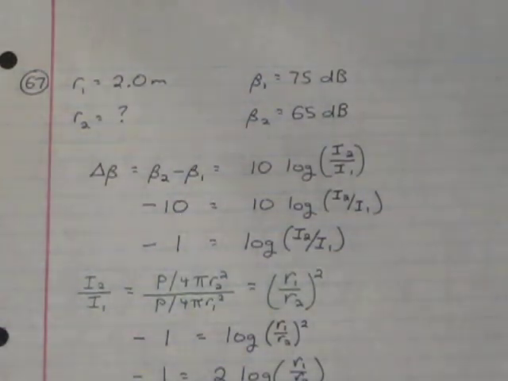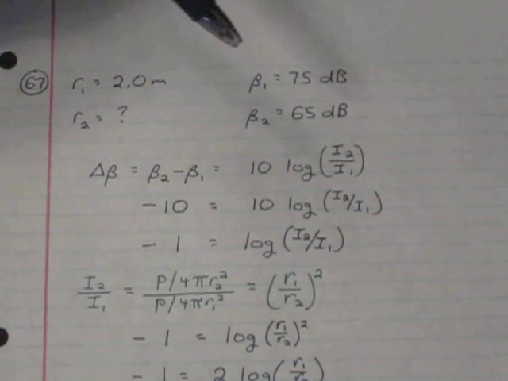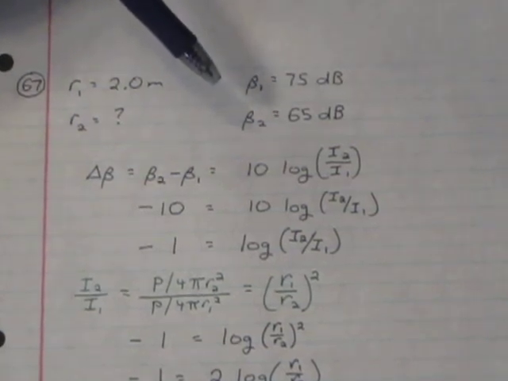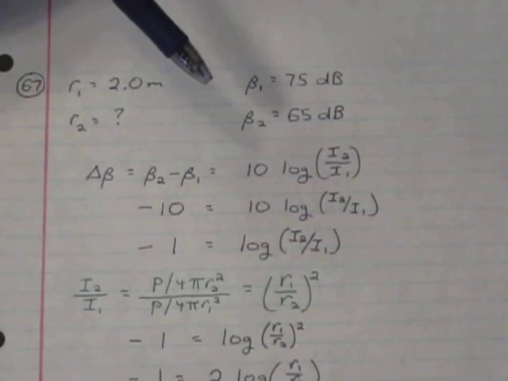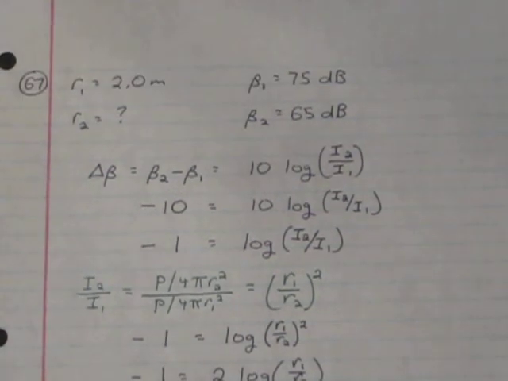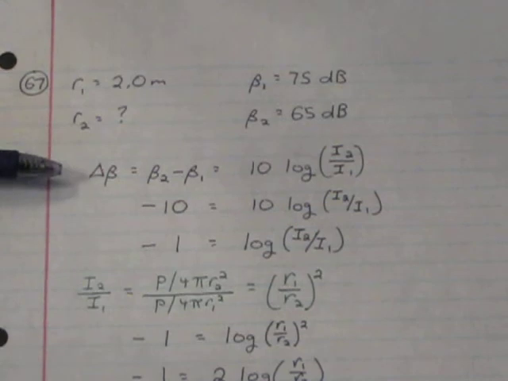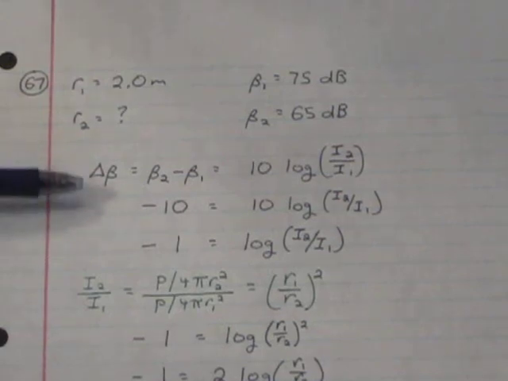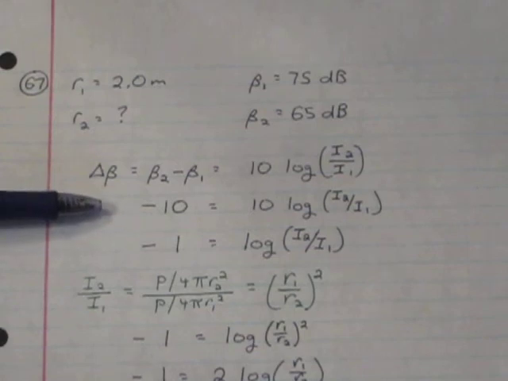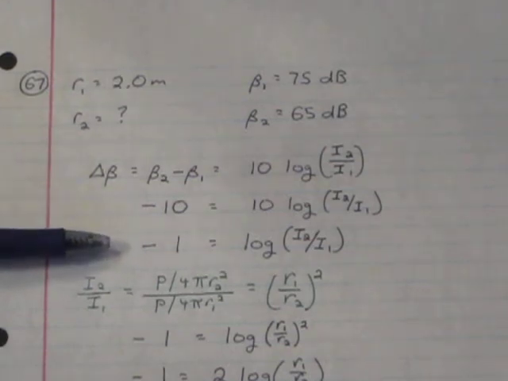All right, we have R1 and beta 1 are known. R2 is unknown. We're given beta 2. So we're looking for R2. We can say the change in beta, which is beta 2 minus beta 1, is 10 times the logarithm of I2 divided by I1. We know that beta 2 minus beta 1, that's going to be 65 minus 75, so that's -10. When we divide both sides of the equation by 10, just to get rid of that 10 on the right-hand side, we have -1 equals log I2 over I1.